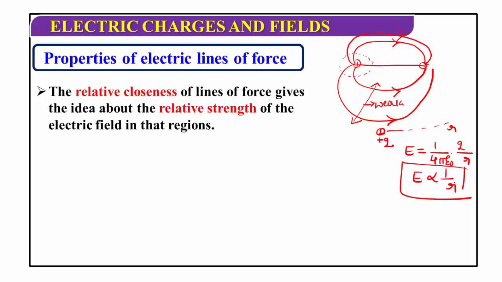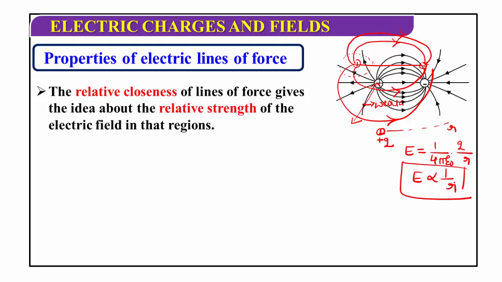Where the electric field lines are more crowded is the region of strong electric field, and where the electric field lines are less crowded is the region of weak electric field. This diagram indicates a strong electric field and a weak electric field.